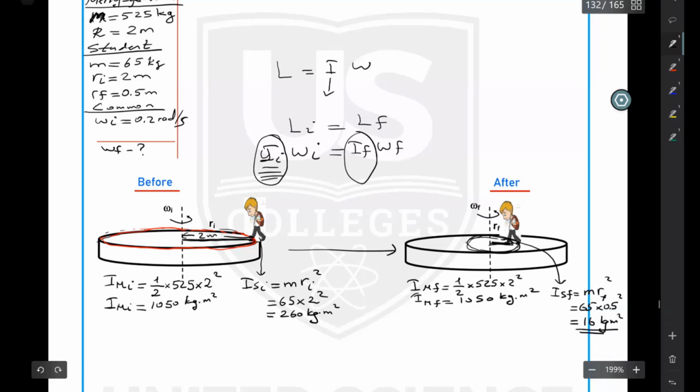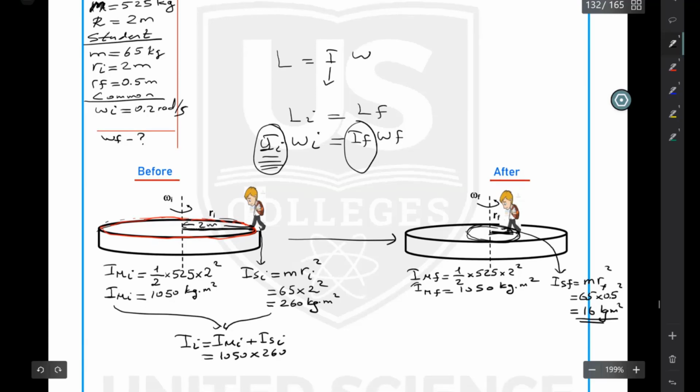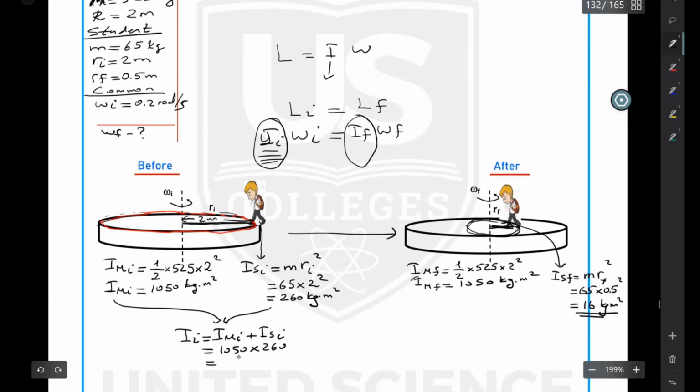Now I have calculated all the initial and final moments of inertia of all components. Of course, I need to add them to get the net total moment of inertia. So the initial total moment of inertia is merry-go-round initial plus student initial. Merry-go-round initial is 1050. Student initial is 260. When you add them, you will get the initial moment of inertia as 1,310 kilogram meter squared. This is the initial moment of inertia of the system.